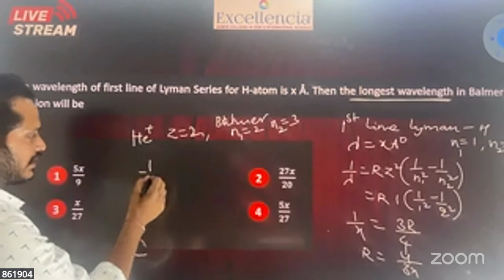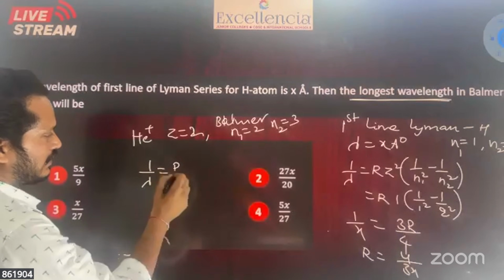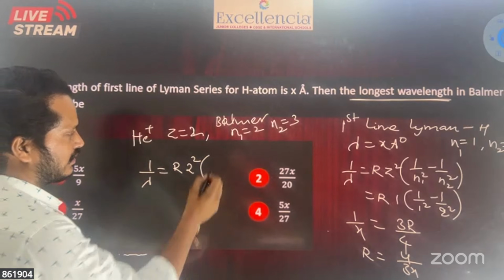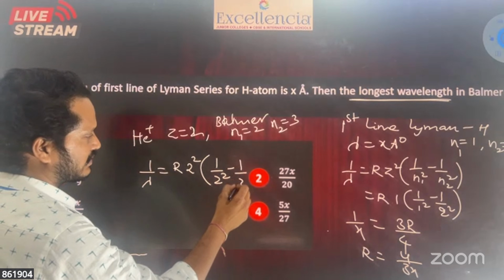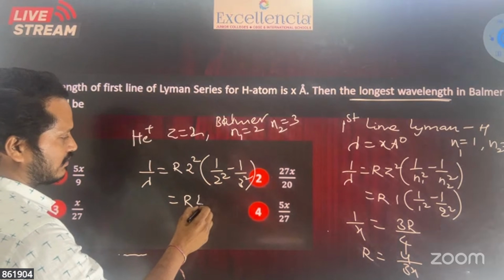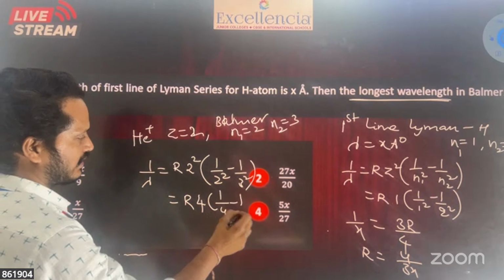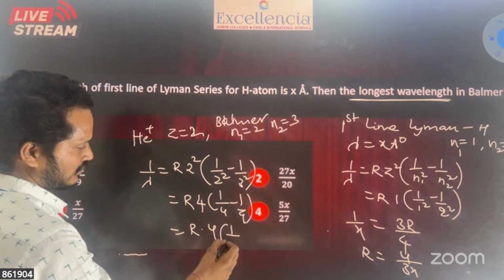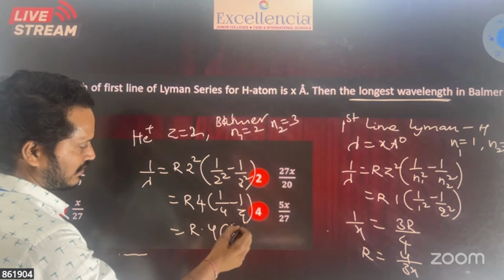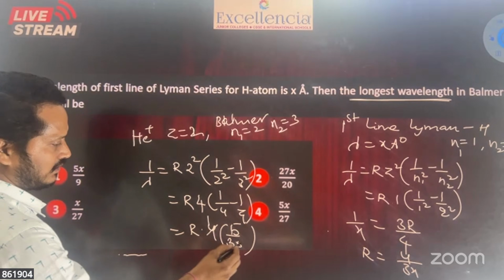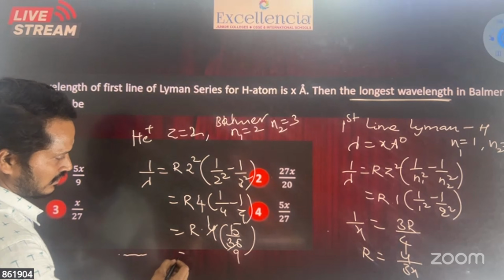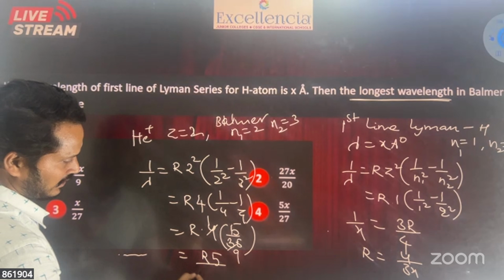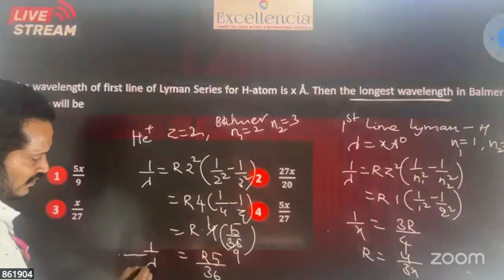So I'm taking again 1 by lambda is equal to R into Z square, which is 2 square, 1 by 2 square minus 1 by 3 square. This comes as R into 4, 1 by 4 minus 1 by 9. This will give R into 4, 1 by 36, we get here 5 will come and here 1, and this is 9 by 36. So we'll get R into 5 by 36. This is for 1 by lambda.